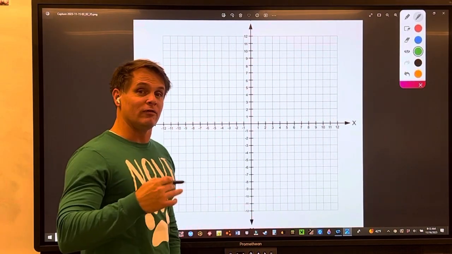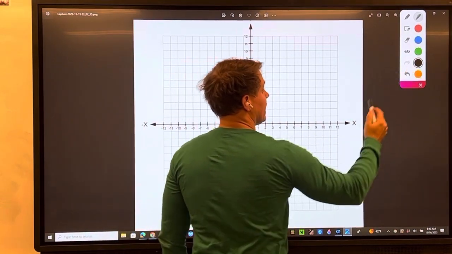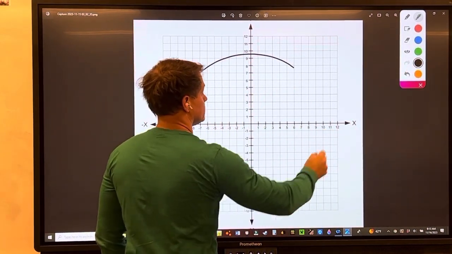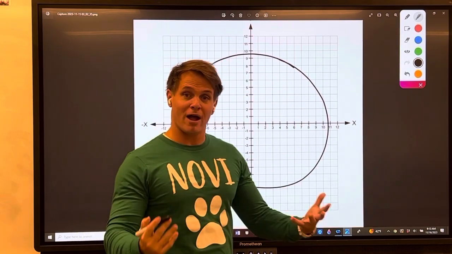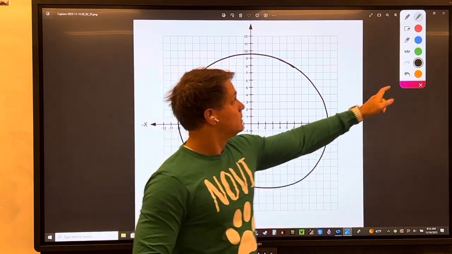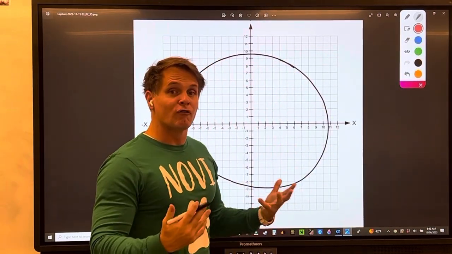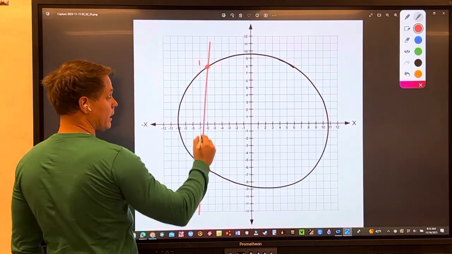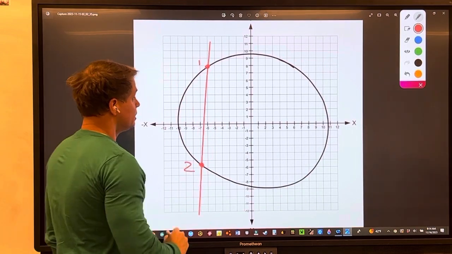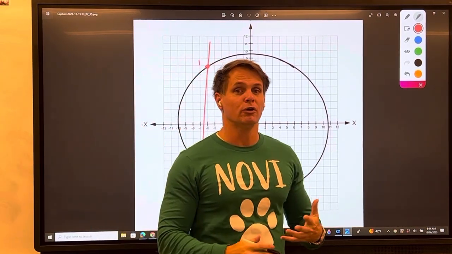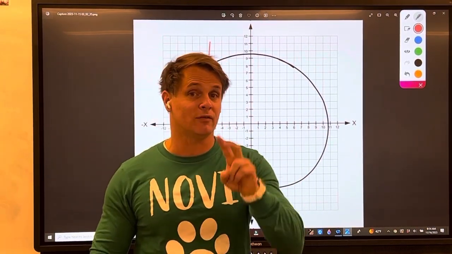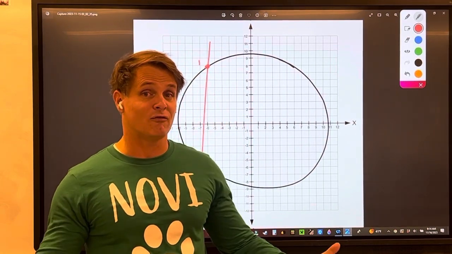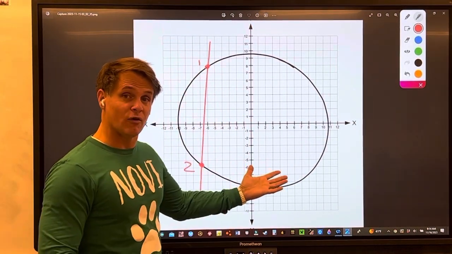Now, an example of not a function would be, let's say, a circle. If I graph a circle, I could draw a vertical line that touches the graph right here in one and two places. So if there's ever a time where you can draw a vertical line and it touches the graph in two places, it's not a function. So a circle is not a function.